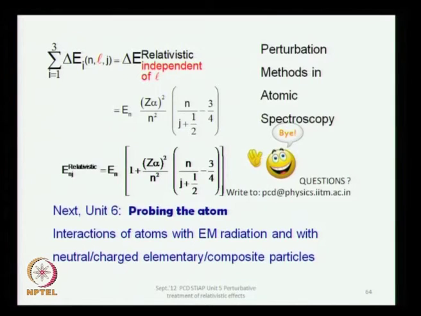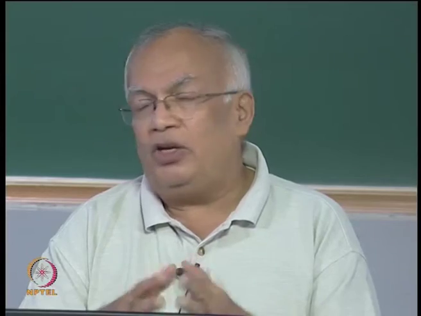The next unit will be on probing the atom. So, from the study of atomic structure, we will move on to atomic processes. So, we will deal with probes. What kind of probes you can use to investigate a target, and the target of interest to us will be an atom. You can use electromagnetic radiation, you can use neutral or charged particles, you can use elementary particles, you can use composite particles, you can use ions, you can use molecules. So, that will be our subject for the next unit.